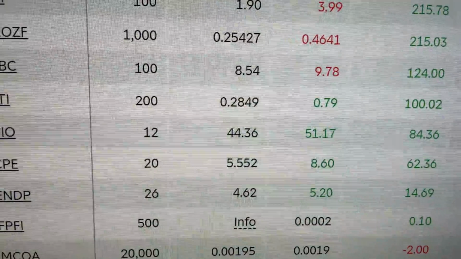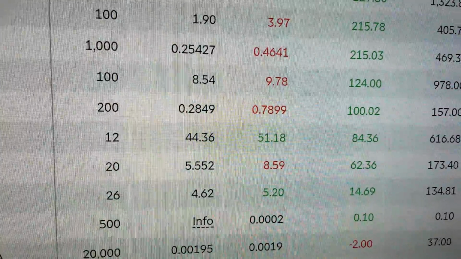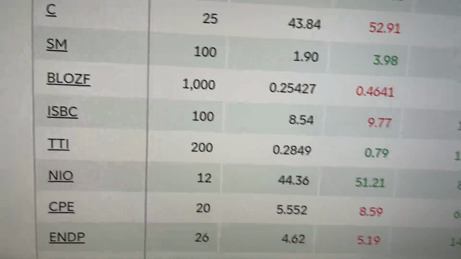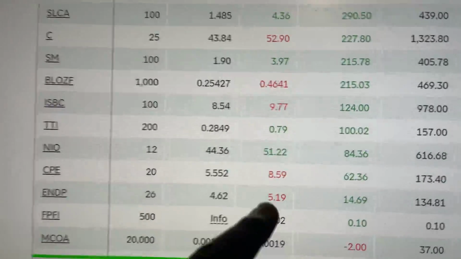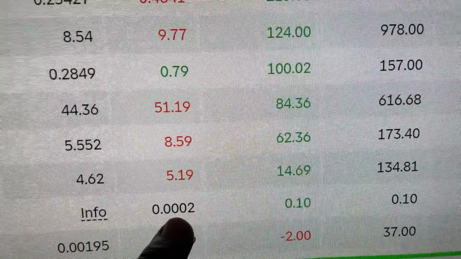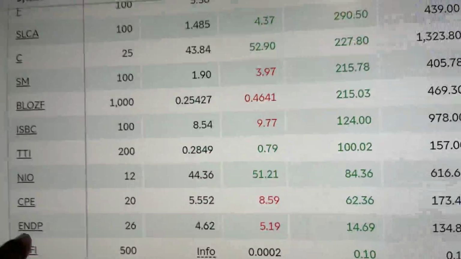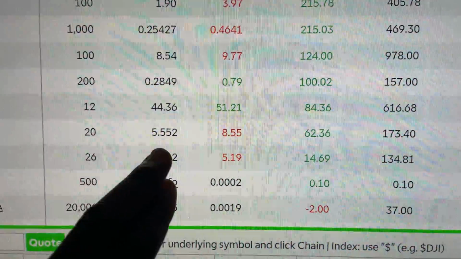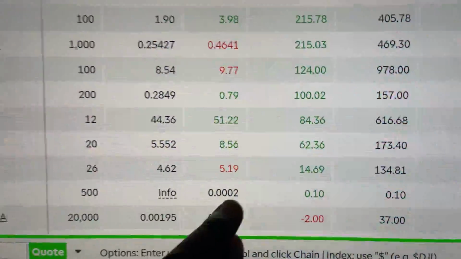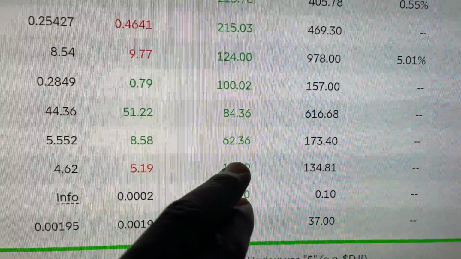FPFI, 500 shares. I don't think that one's really moved. I think that one got changed or something. Either that or I sold out of it. But that was really cheap. I mean, that was less than a penny. In fact, it was a lot less than a penny. And NP was 26 shares. I bought it in at $462, but the price right now is $519, so I gained $14.69.